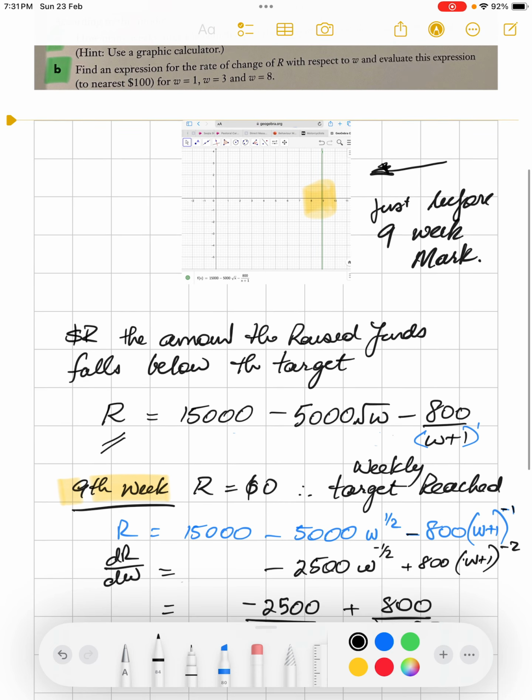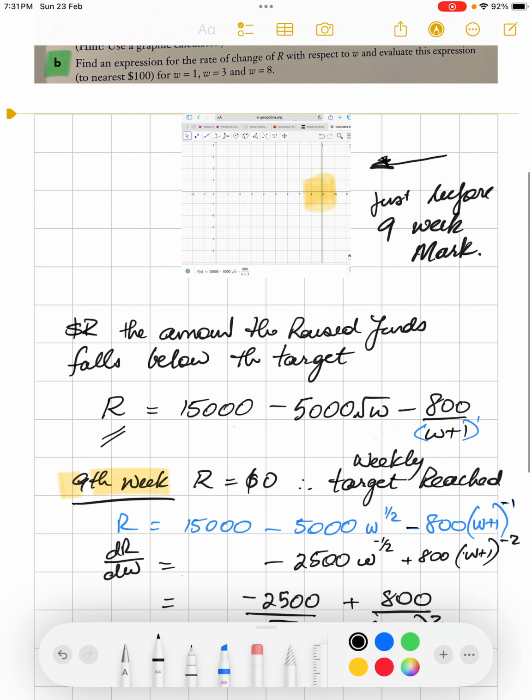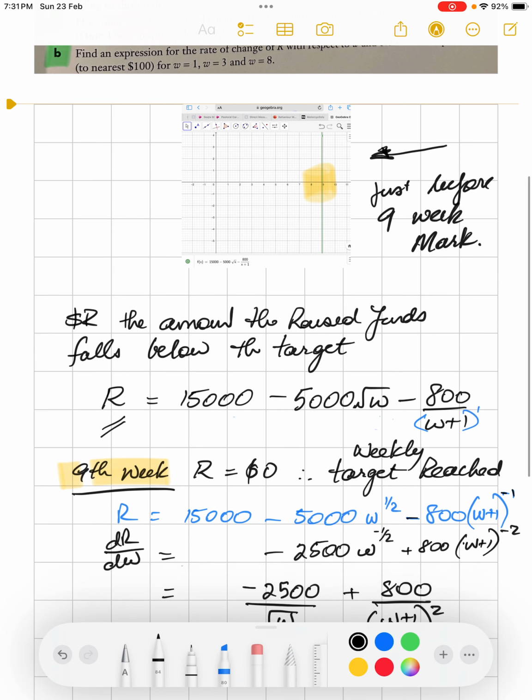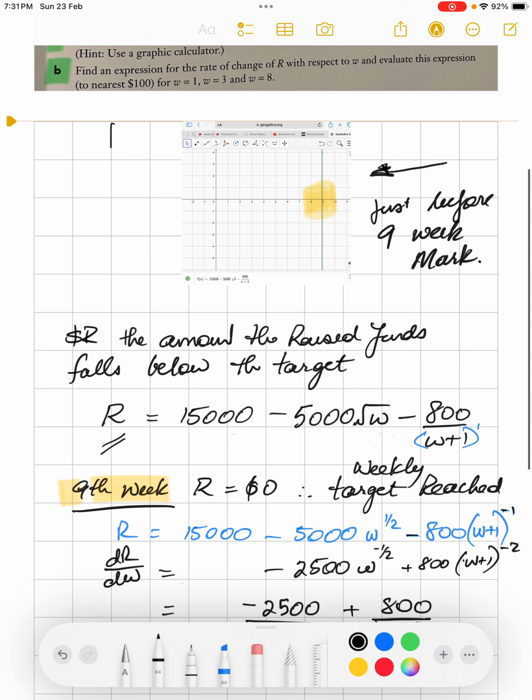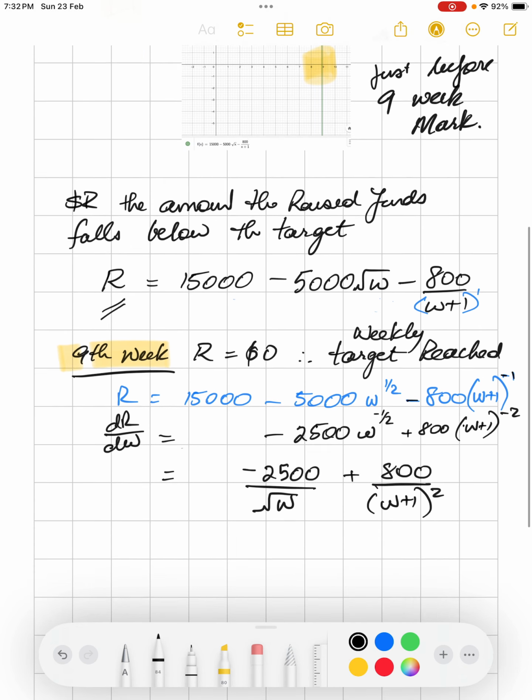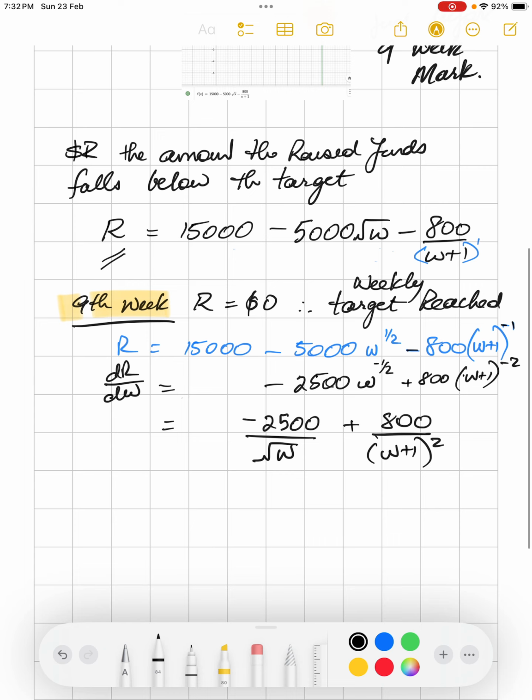And we're after what is the rate of change at 1 week, 3 weeks, and 8 weeks to the nearest 100. So to the nearest 100, I like highlighting on a test whenever you see to the nearest 100, and I like putting a little box and we'll tick it later when we answer it to the nearest 100. 1, 3, and 8. So let's do 1.